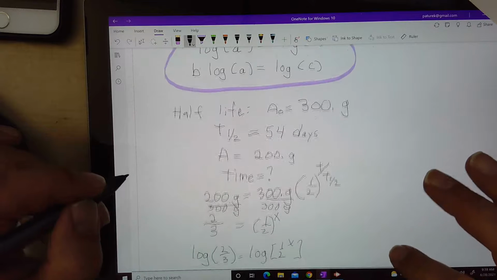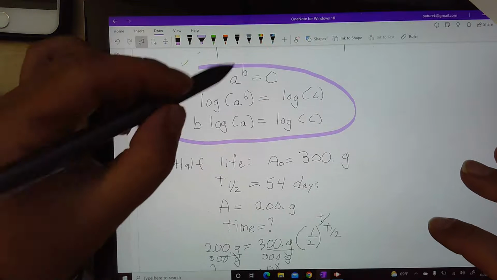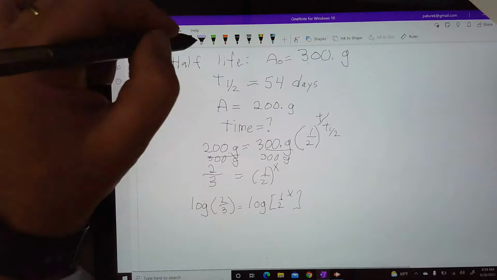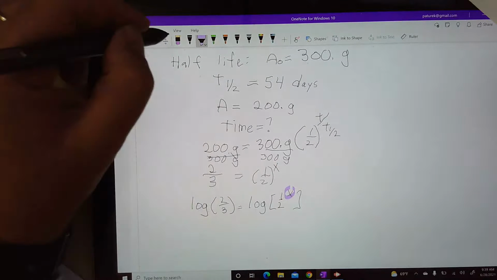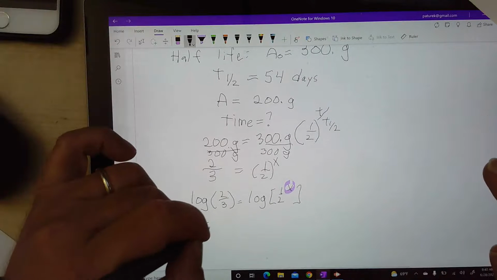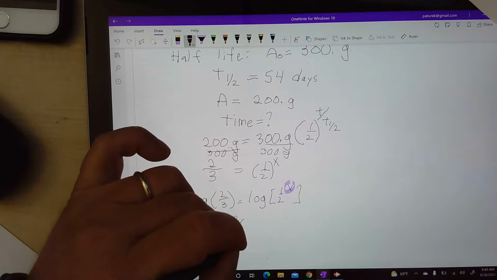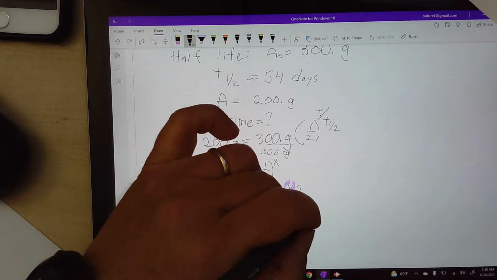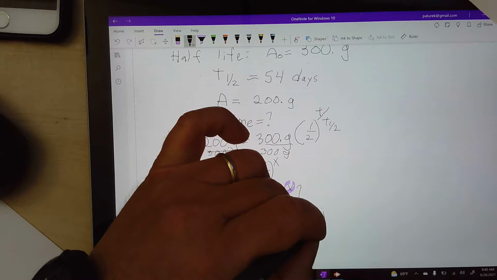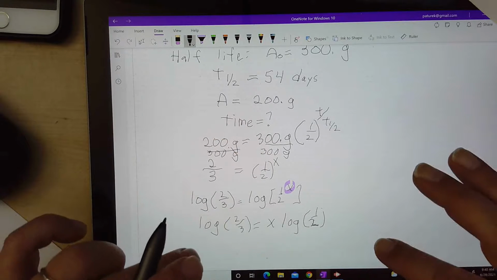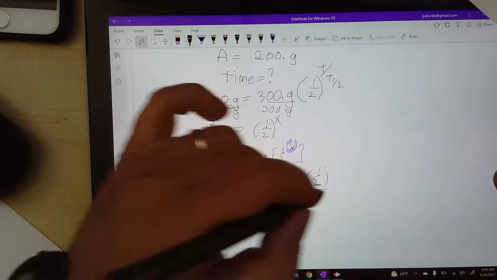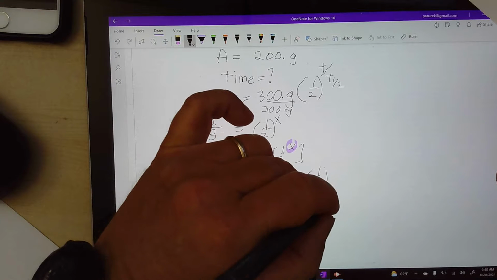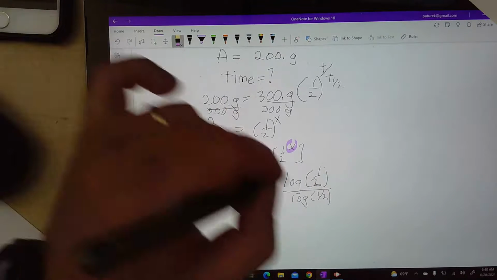By the property of logarithms that I wrote down here, log of a to the b is equal to b log of a, I can pull this x out and put it in front. So the log of 2/3 is equal to x times the log of 1/2. Now I can divide both sides by the log of 1/2. Imagine that that's a 1/2 there.